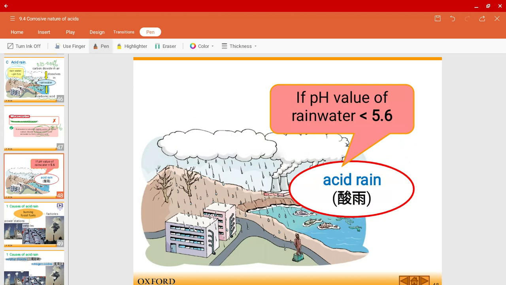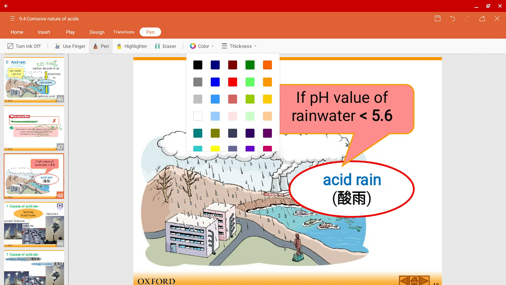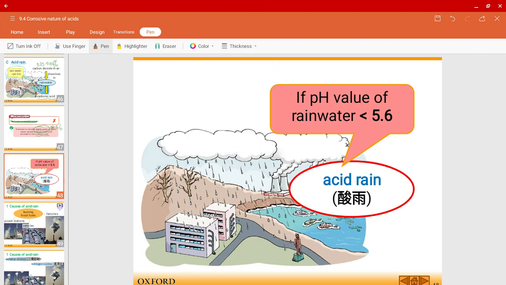Right? So, how do we define acid rain? What is acid rain? Because we know natural rainwater is pH 5.6, any pH value below 5.6 will be considered as acid rain. So for example, pH 3, 4, 5, or even pH 5.5, that's considered to be acid rain.